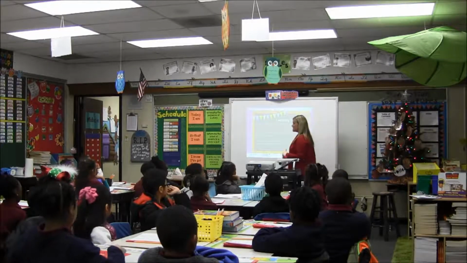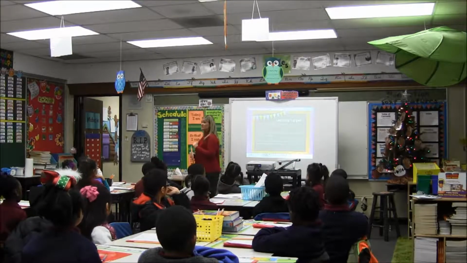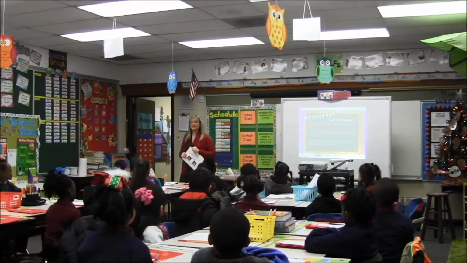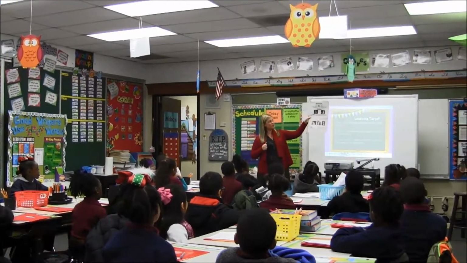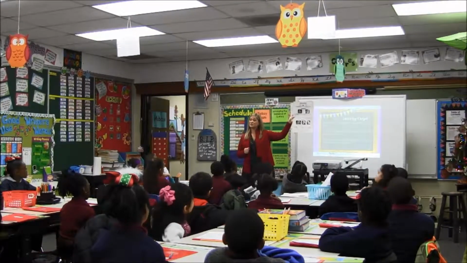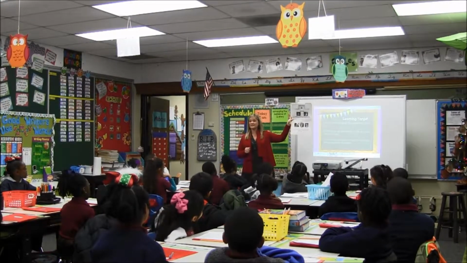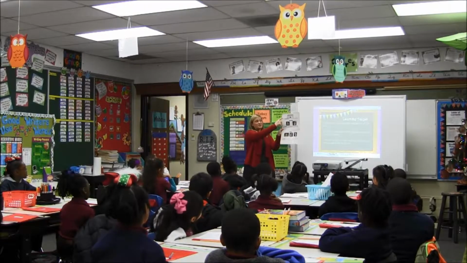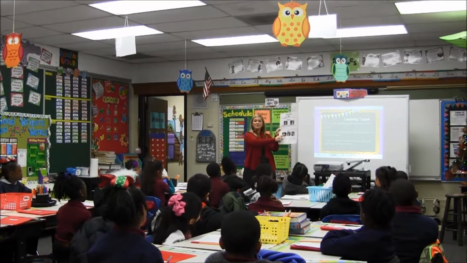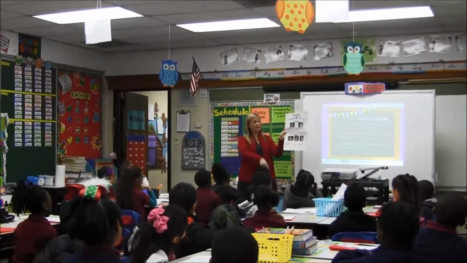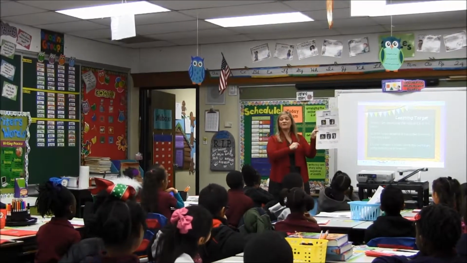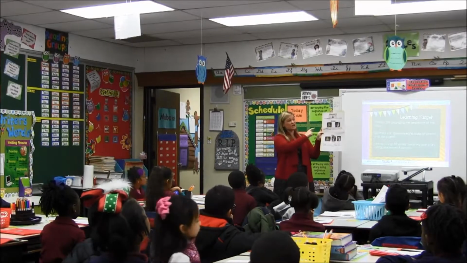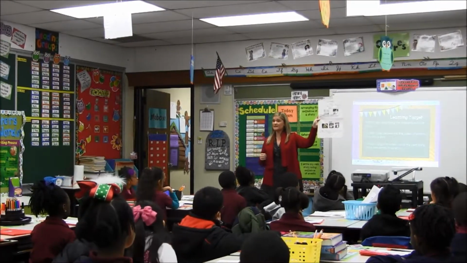Boys and girls, this past week we have been talking about the plot in a story. If you remember from looking at our anchor chart, the plot and story elements in a story consist of the characters, the setting, and the plot. Let's say them together. Characters, setting, and plot. Very good. The characters are who the story is about.